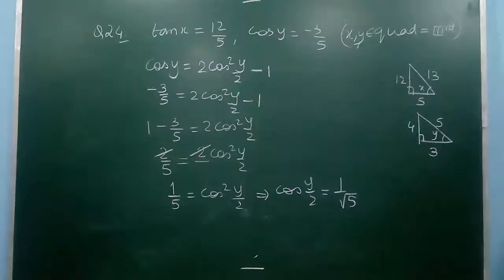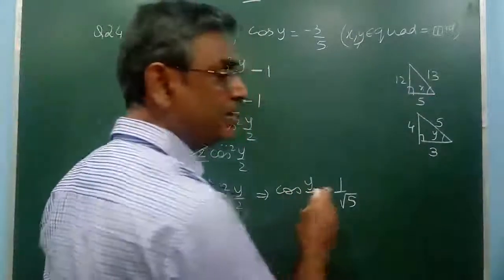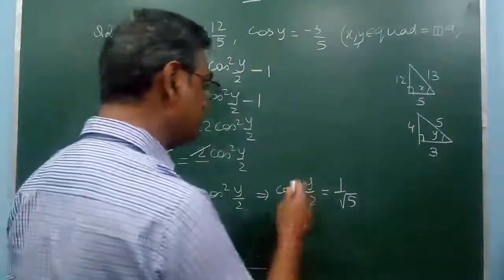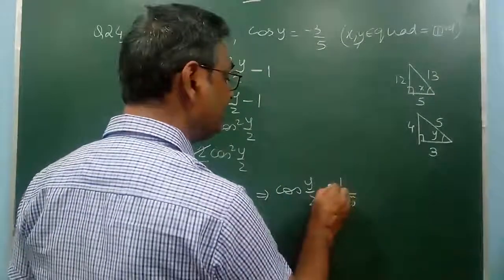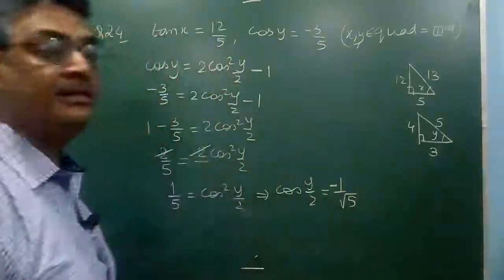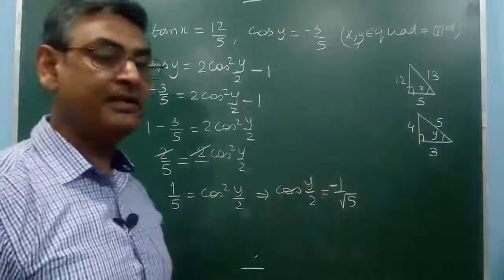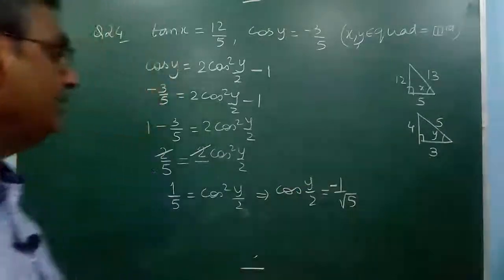Now, as we have discussed, y by 2 belongs to which quadrant? Second quadrant, and in the second quadrant cos is always negative. So we will be putting a minus sign. Cos y by 2 equal to minus 1 upon root 5.